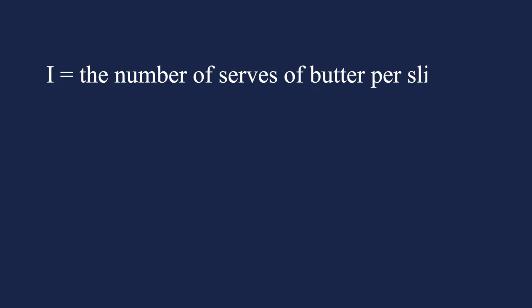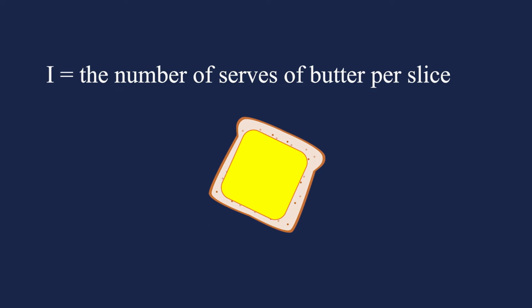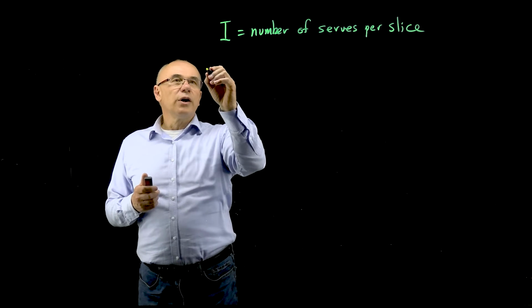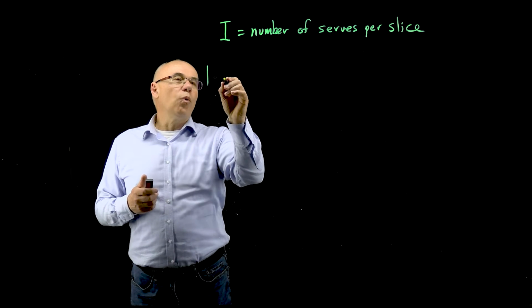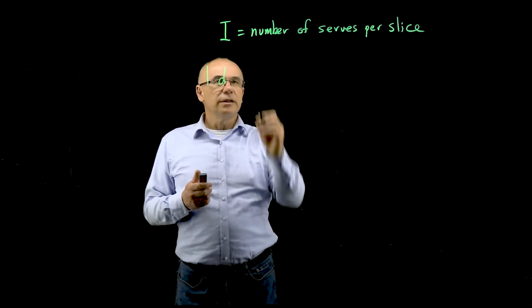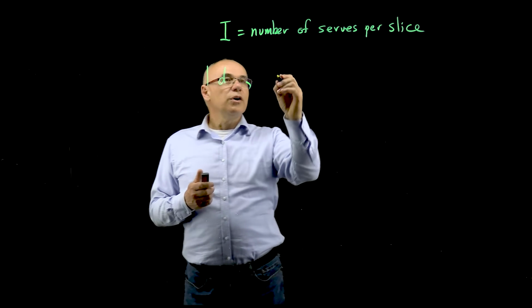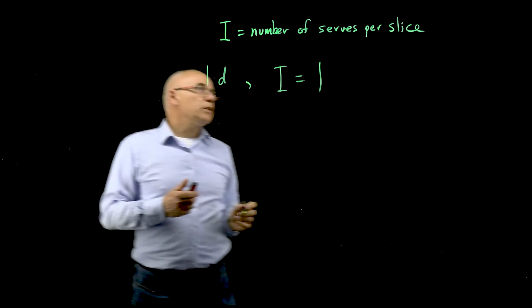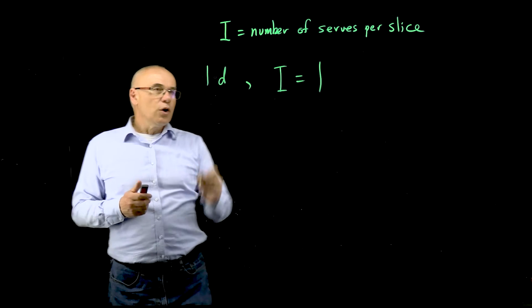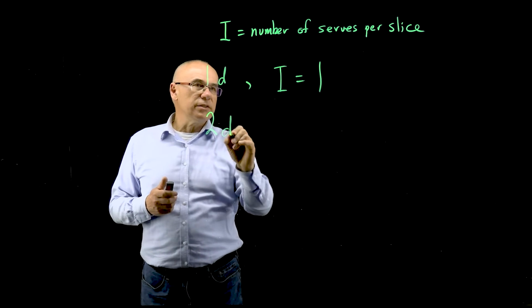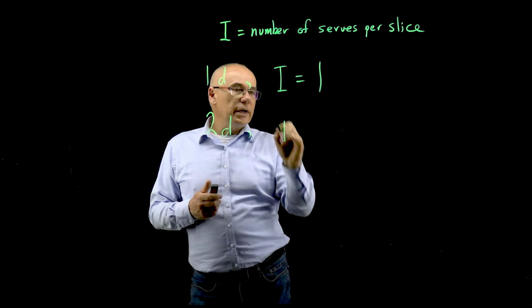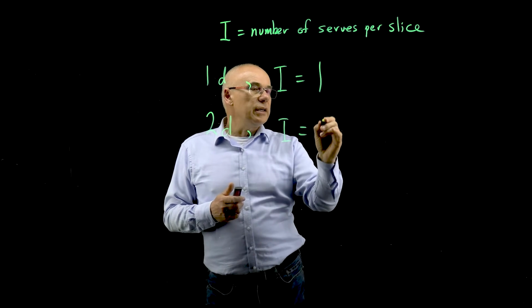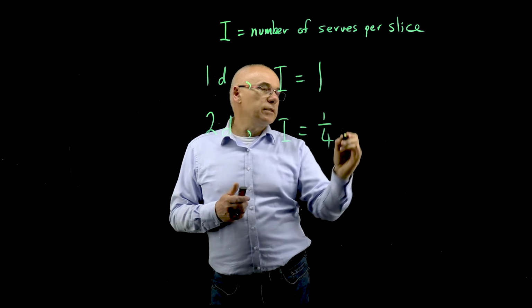Let's explain this pattern mathematically. If I is equal to the number of serves of butter per slice, when we're looking at a distance of 1d away from the butter gun, the I equals 1 serve per slice. When we're looking at twice the distance, we're looking at I equals 1/4.